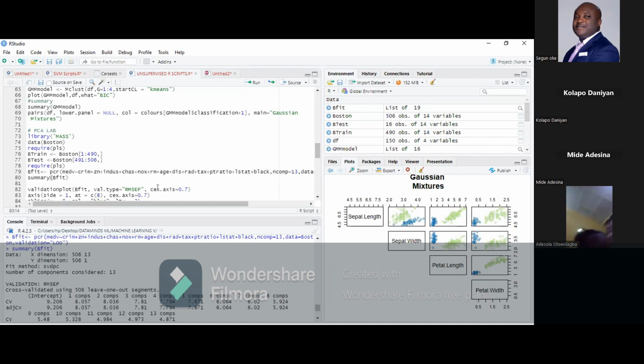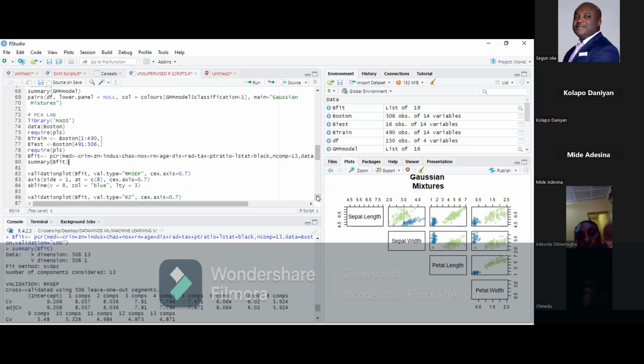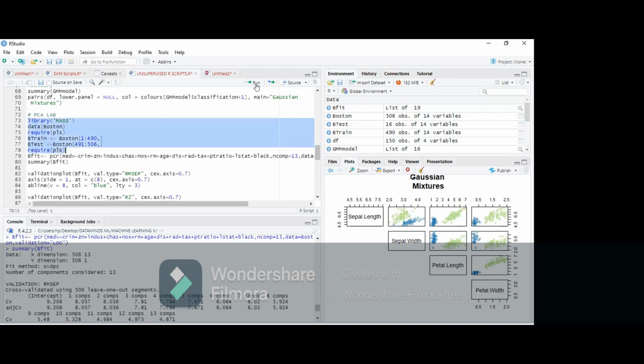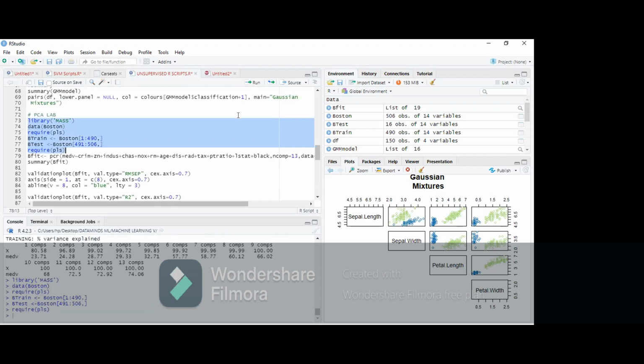Now we call the pls package, required to fit principal component regression. Which I've done already here. I copied from here down to this place. Then I run it. You can see it run up here.